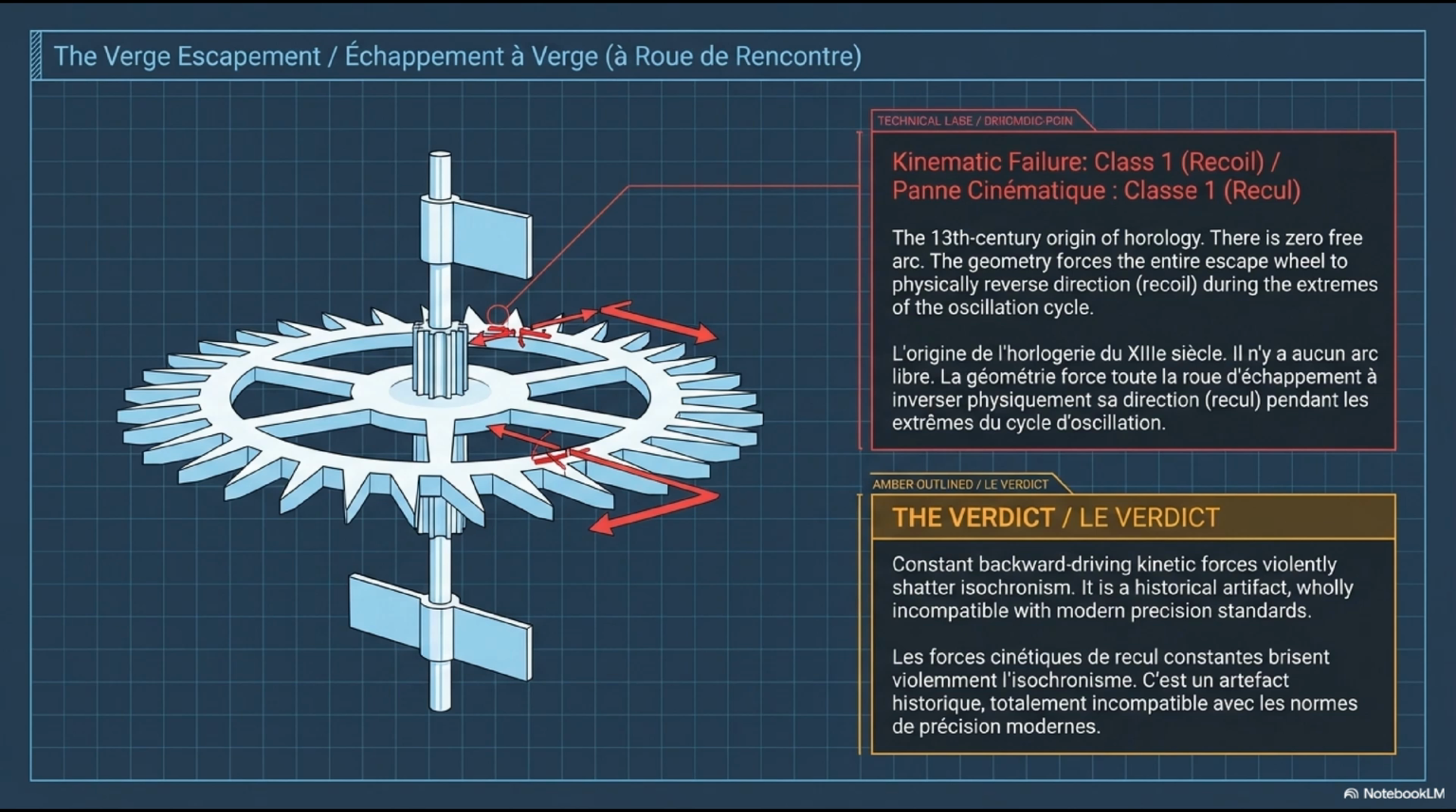Historical significance: the verge was revolutionary. It enabled the first self-sustaining mechanical clocks from the 13th century onward. By modern standards, entirely unsuitable for precision timekeeping, but without it, there would be no modern horology. It is the ancestor of every mechanical timekeeper that exists.